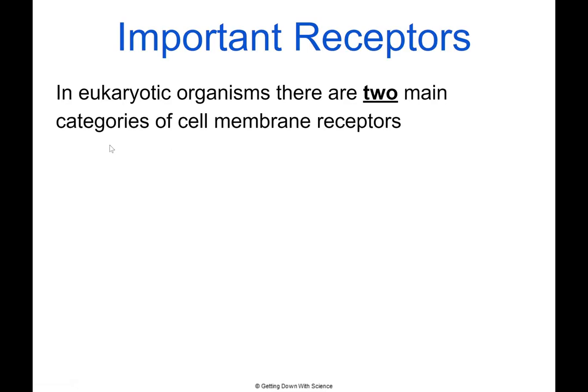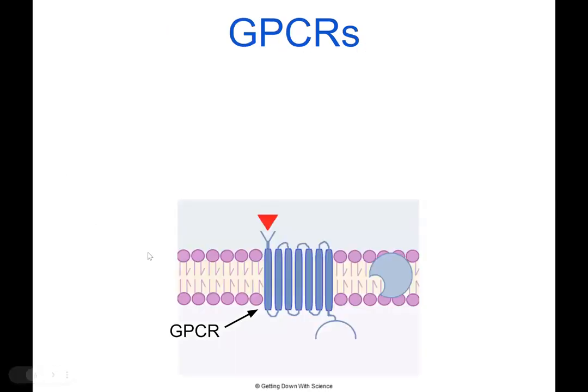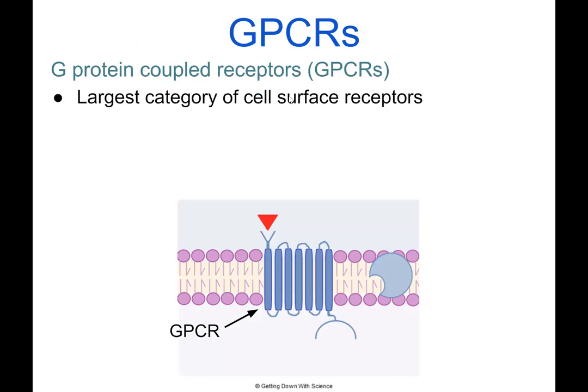Okay, so obviously receptors are very important. In eukaryotic organisms, we have two main categories for those cell membrane receptors. We have the G protein coupled receptor, which one of the groups did, and we have ion channels, which is what another group did. Looking at our GPCRs, the largest category, the majority of the surface receptors are actually going to be GPCRs.